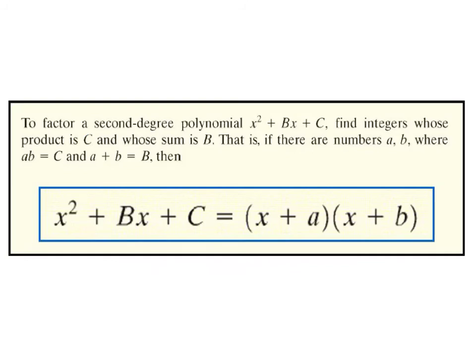So this is the property of factoring here. To factor a second degree polynomial x squared plus bx plus c, we have to find two integers whose product is c, like a times b equals c, and whose sum is b, meaning when we add them up, we're supposed to get b. That's what we used a couple of examples before. We're going to use more examples.